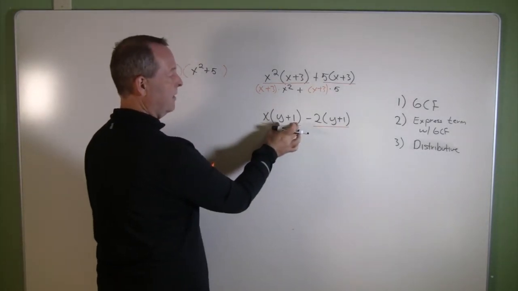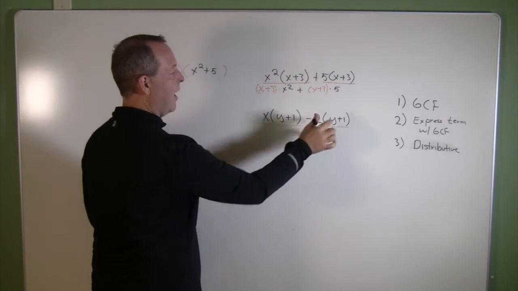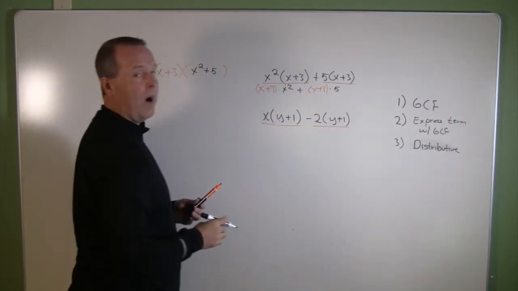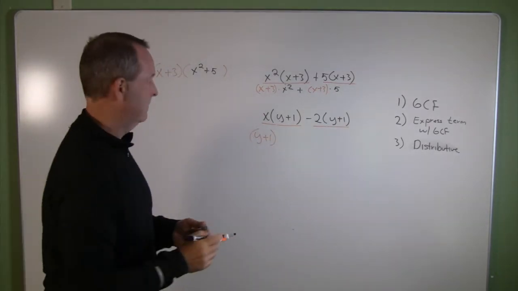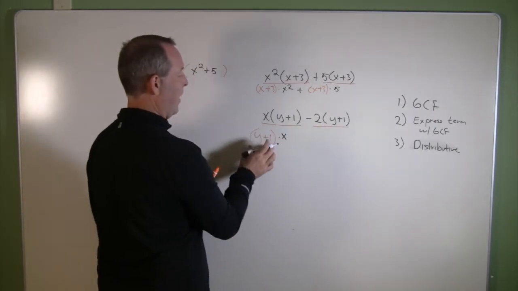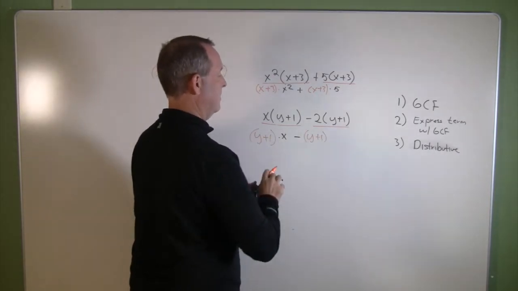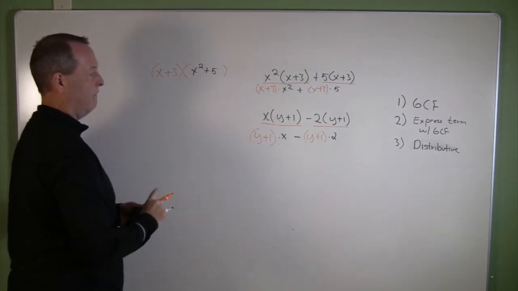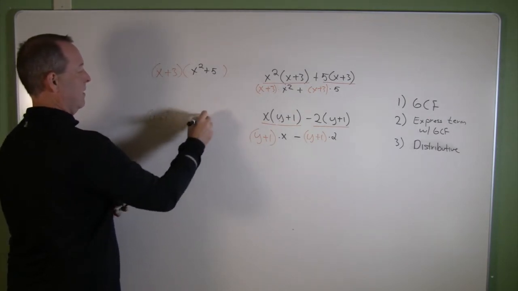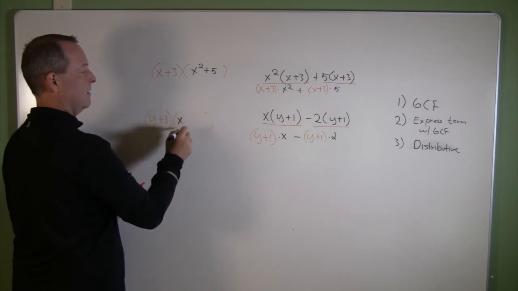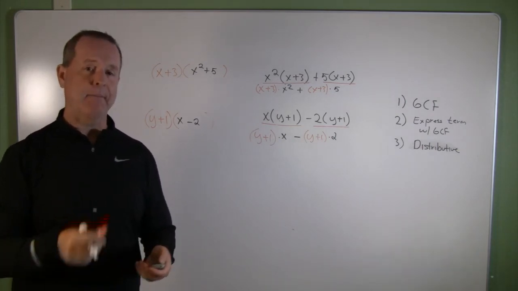I have a y plus a 1 here and a y plus 1 here. And remember, it has to be the entire quantity. I can't just say it's a y or a y, but it has to be this entire quantity, y plus 1. So y plus 1 is my greatest common factor. Re-express it as y plus 1 times the x, minus y plus 1 times the 2. Factor out the y plus 1 using distributive property. So y plus 1, and then what's left is an x minus a 2. And there I have completely factored that particular initial setup.